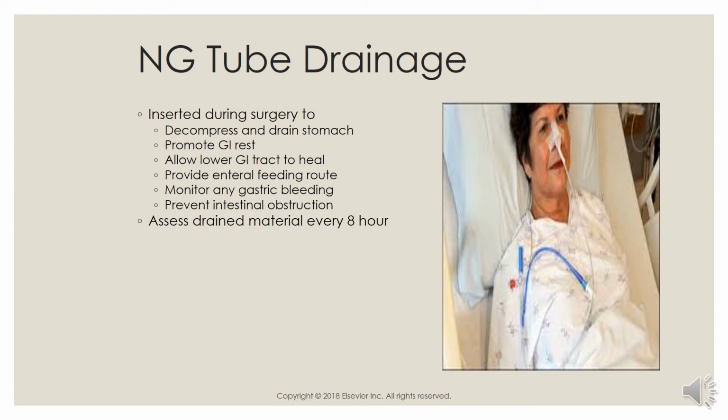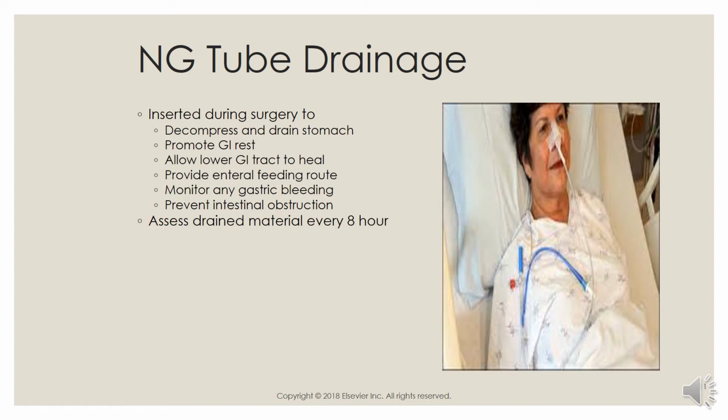NG tube drainage. A lot of times, with abdominal surgeries especially, they insert an NG tube during surgery. It's to decompress and drain the stomach, and it also promotes GI rest. So it suctions out any of those natural juices that the GI tract is making. And if they've had surgery, it gives time for the GI tract to heal. Sometimes we'll use it to provide short-term enteral feeding through it. It's really good to monitor any gastric bleeding and to prevent any intestinal obstruction.